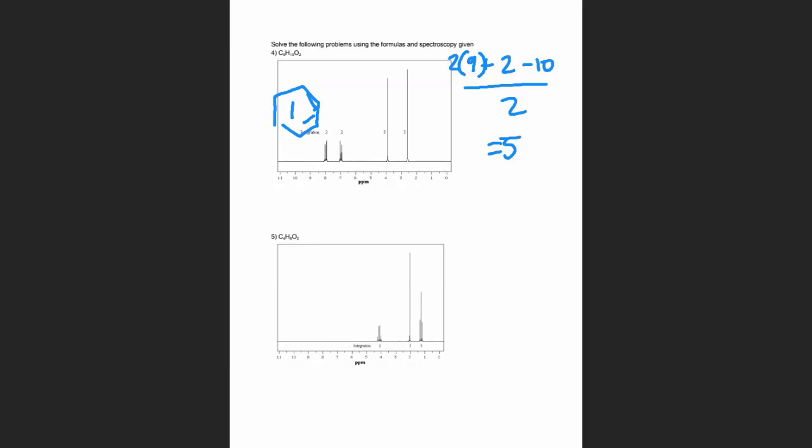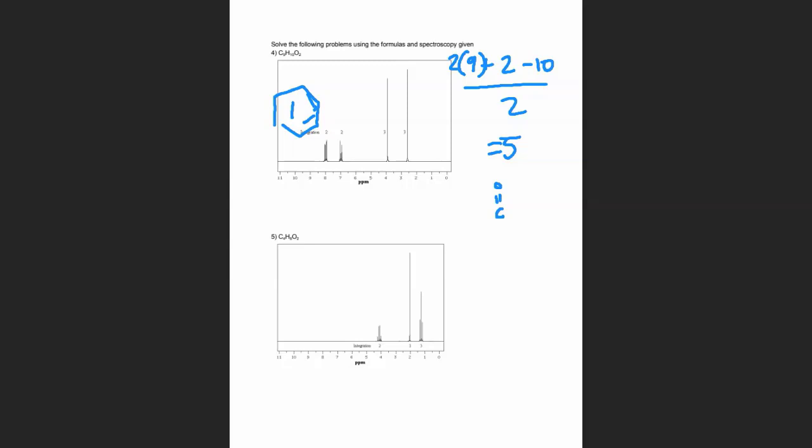All right. So looking at the degrees of saturation, we have 5, right? So we already have 4 with the benzene ring, and so we also have 2 oxygens here. So if we do have oxygens and if we have more than 4, it's safe to assume that the last degree of saturation would be a carbonyl. So let me draw that right there. Okay, got a carbonyl.